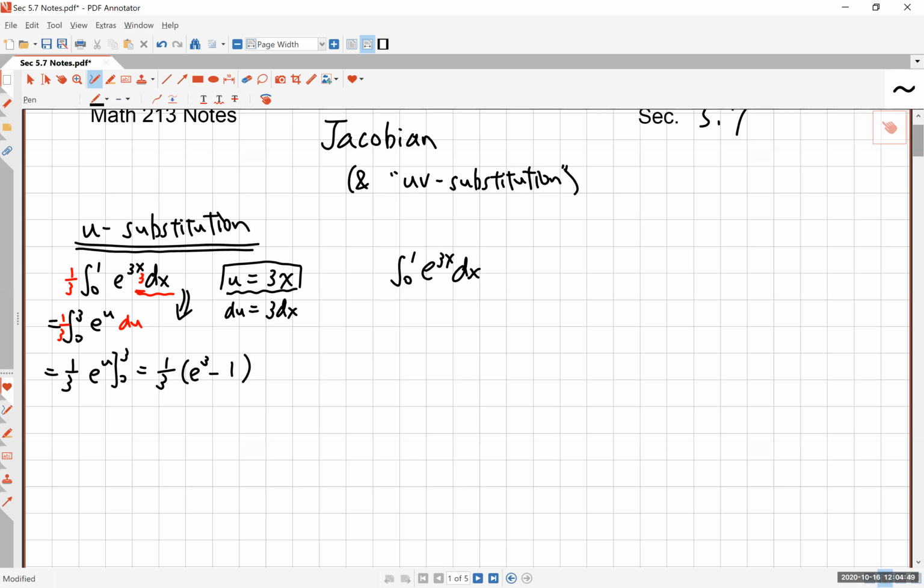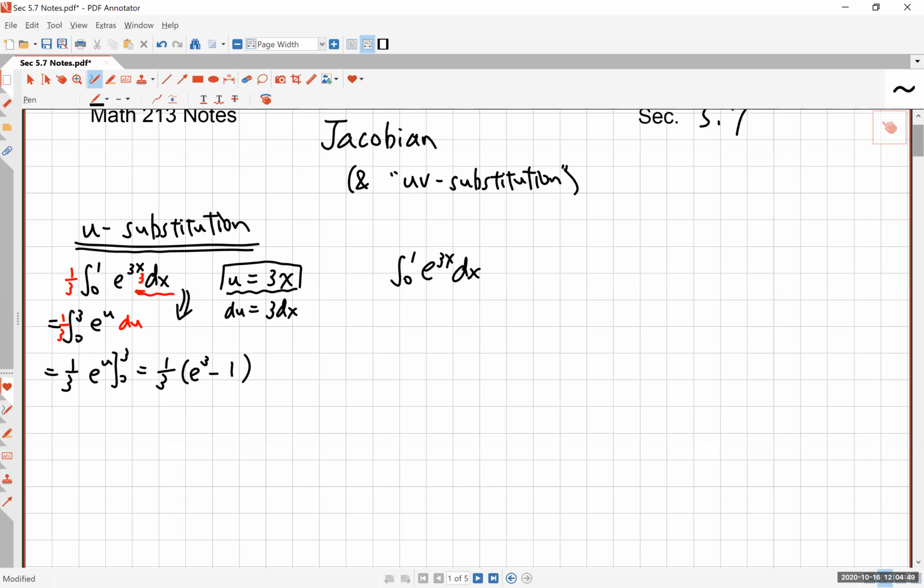So in order to go from the UV world to the XY world, you want to define T of UV, where X is expressed as a function of U and V, and Y is expressed as a function of U and V, just like what we did here.